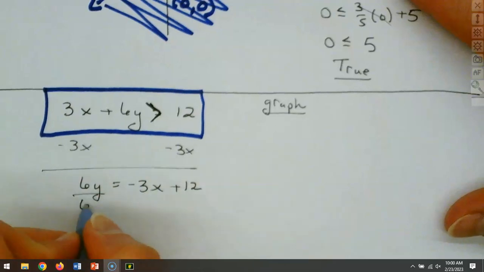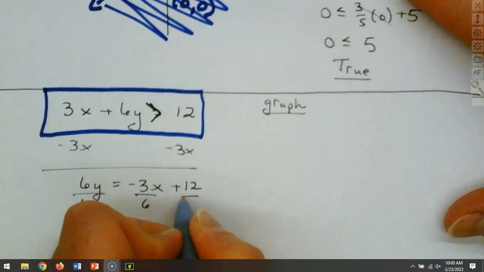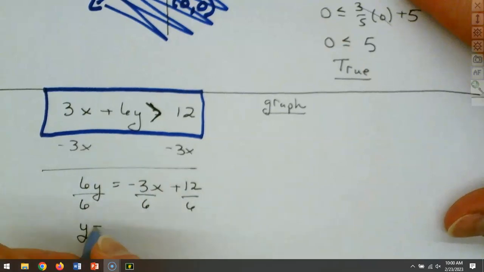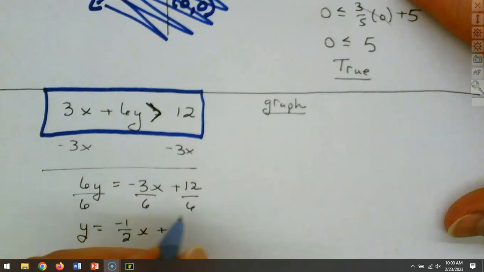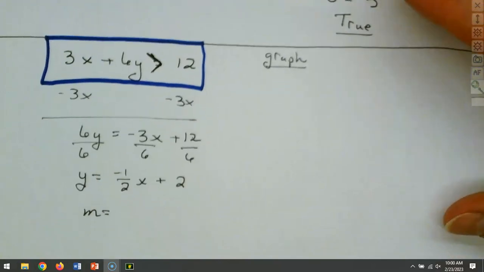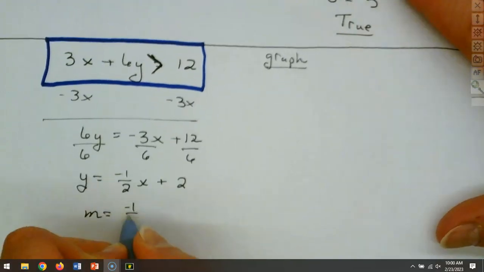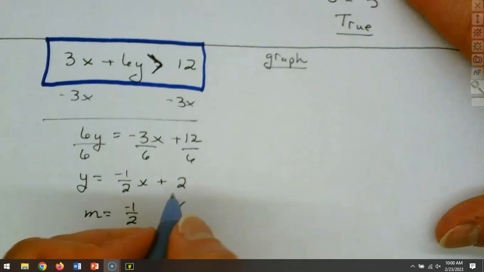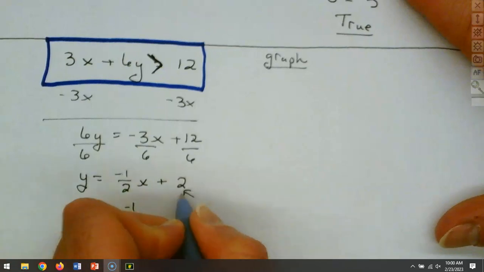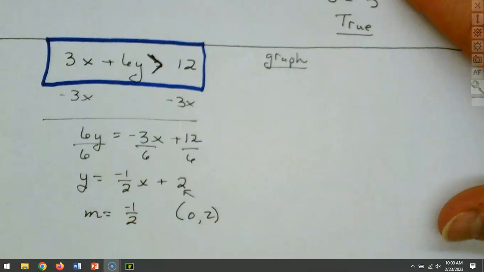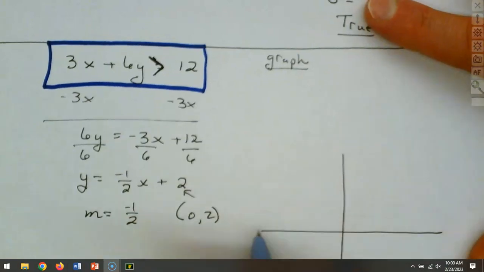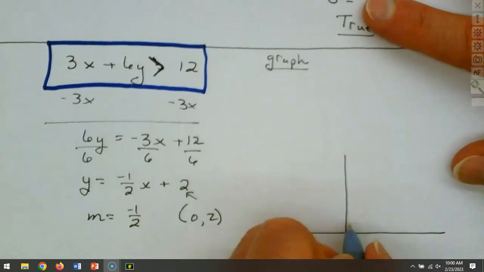And then we'll divide that all by 6 here. And then we reduce. So reducing it down, y equals now minus 1/2 x. And 12 over 6 leaves it with a 2. And what is my slope? Well, my slope would be a negative 1/2. And what is my y-intercept? Comes from here, and it's 0, 2. So we're going to start up 2 units.